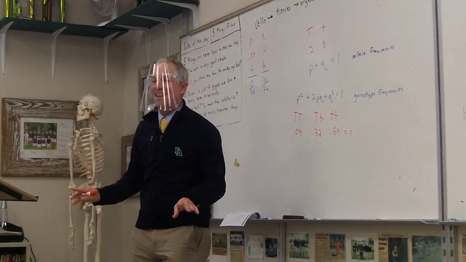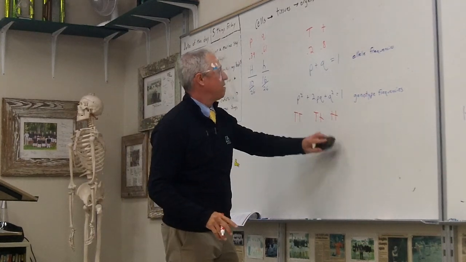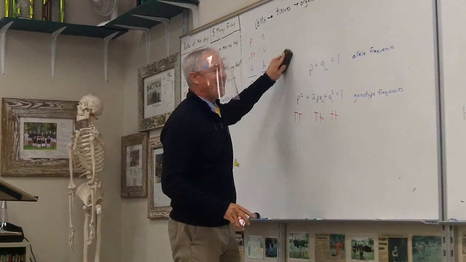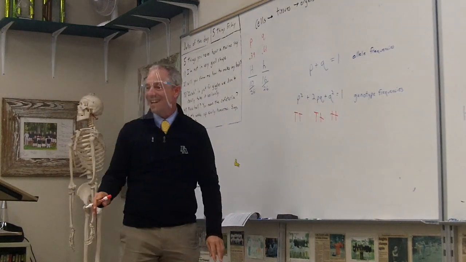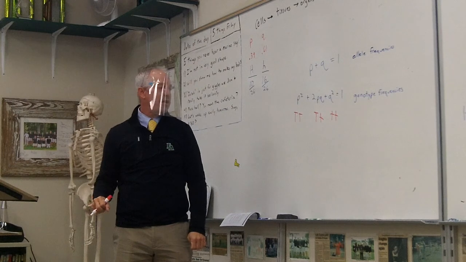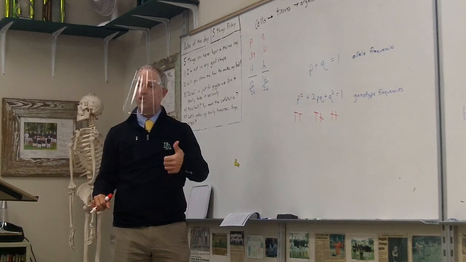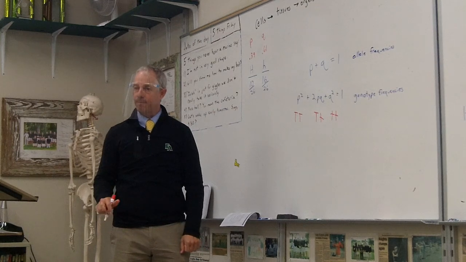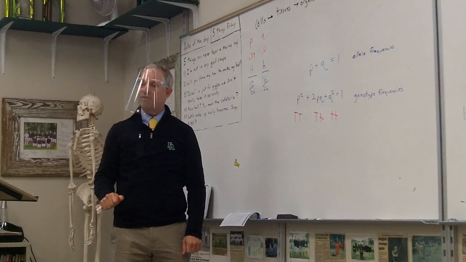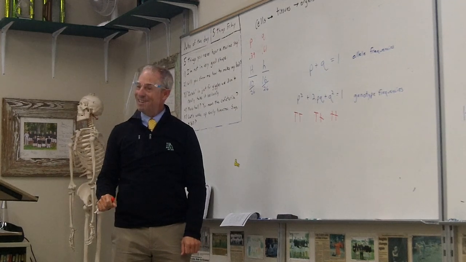Alright, now here's how they'll do it. They don't make it this easy on the AP test. What they'll probably say is something like this. Check this out. You ready? They'll say 36% of a particular population has straight thumb. What percent of the population is homozygous dominant?